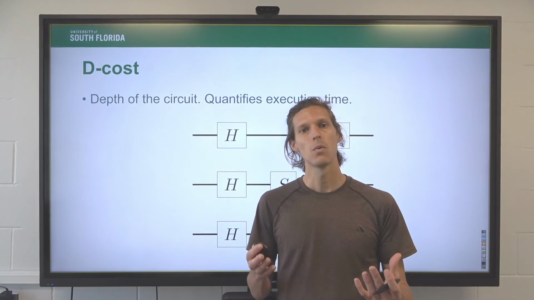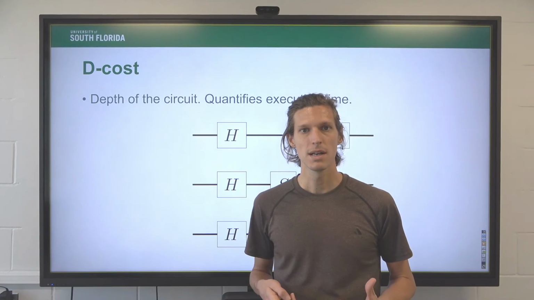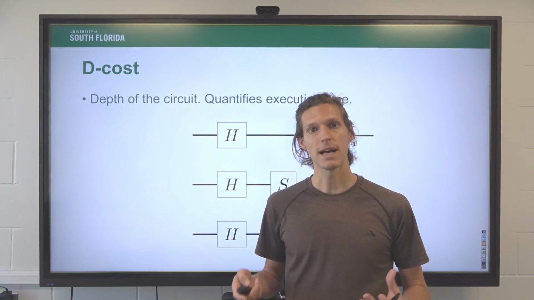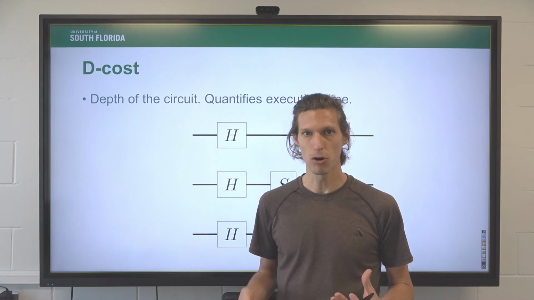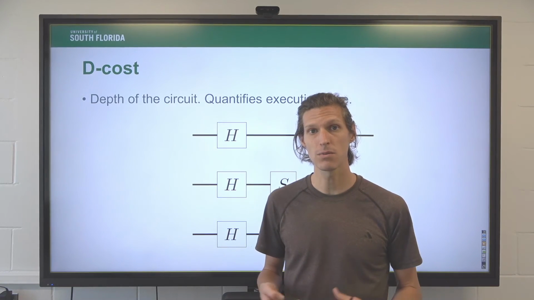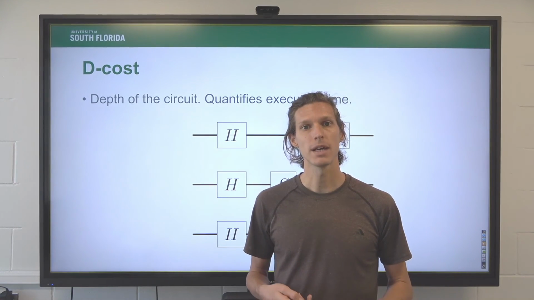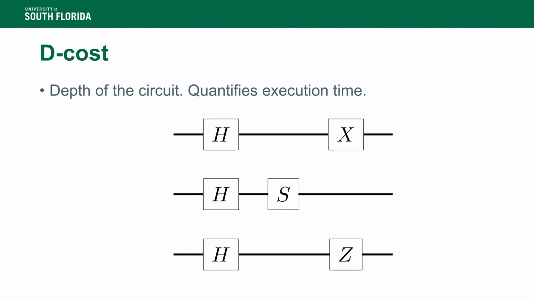Now, another way that we can look at the cost is by saying how fast is this computation going to terminate? Okay, that is a very legitimate way of looking at the cost. So we will call that depth or D cost. And the depth is the maximum number of gates you see on each wire. So here it's easy, it's only 2 gates per wire. So the depth equals 2.